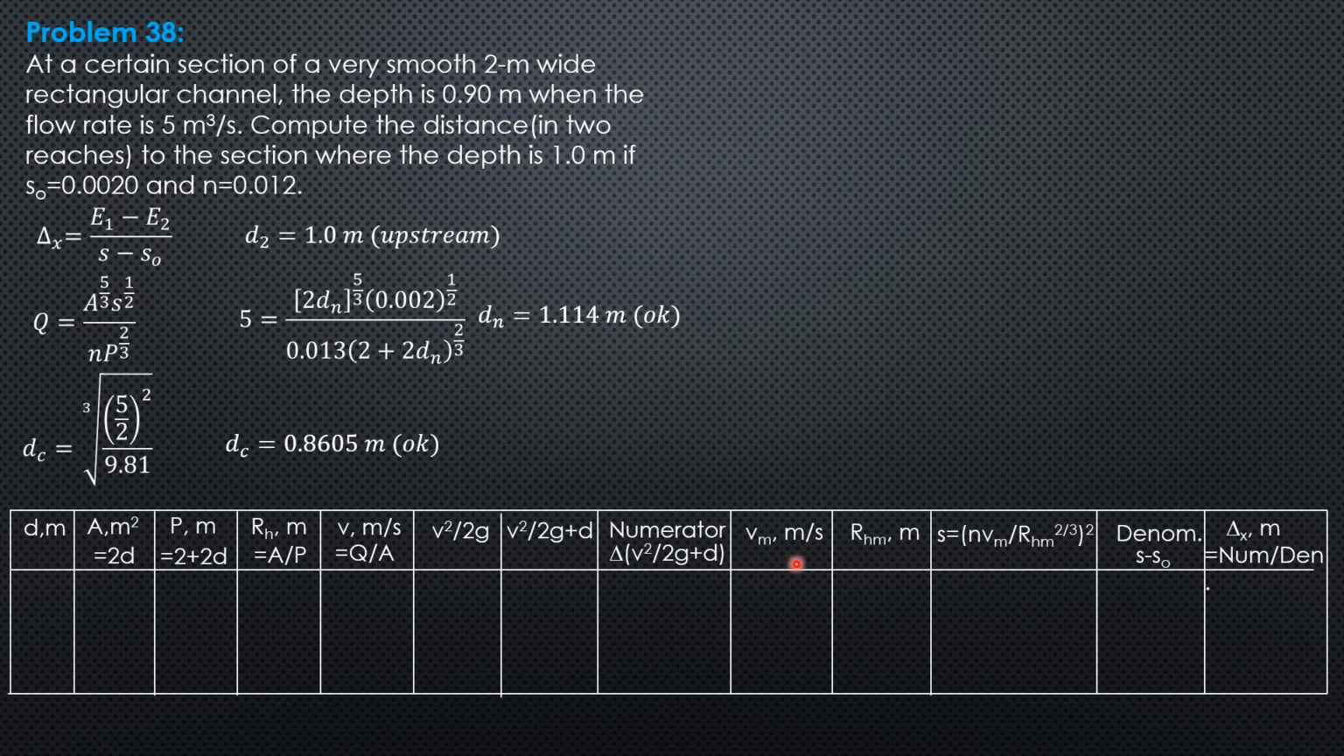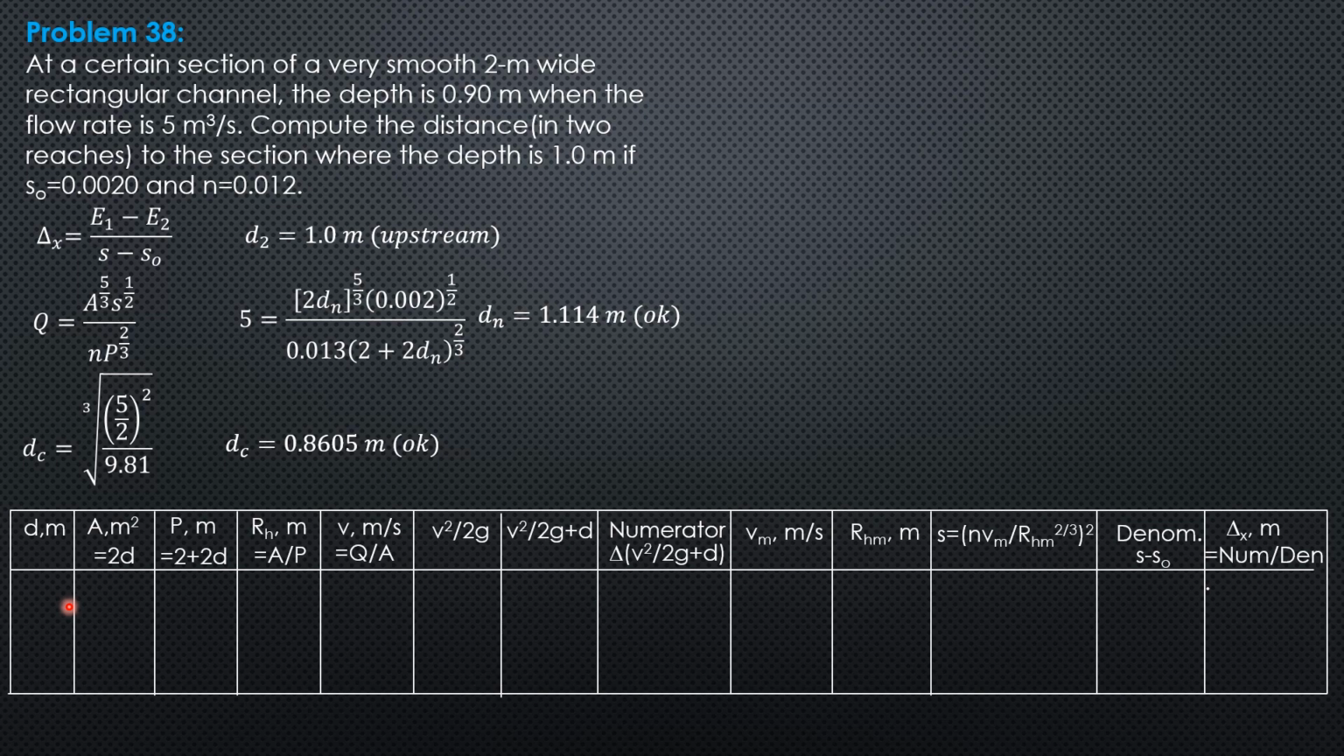Then the mean velocity in meters per second, the mean hydraulic radius, R1 plus R2 over 2. Then the slope, which is quantity n times mean velocity over mean hydraulic radius to the 2/3, quantity squared. Then the denominator, which is S minus SO. Delta X is the numerator E1 minus E2 divided by the denominator S minus SO, assuming that the depth where the value is 1.0 is downstream. And that's delta X for the first reach, then delta X for the second reach also.